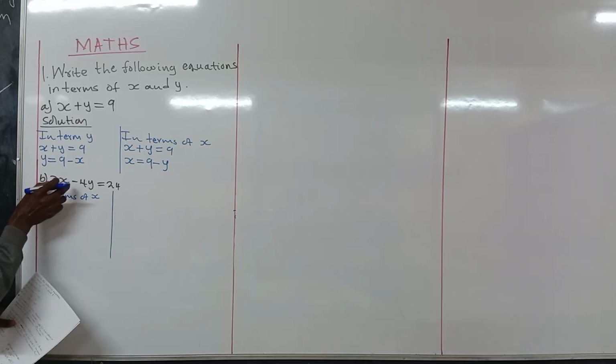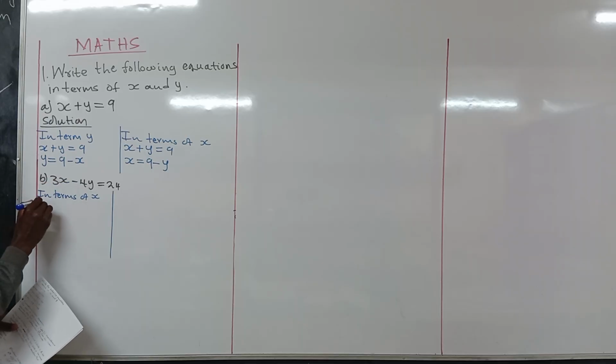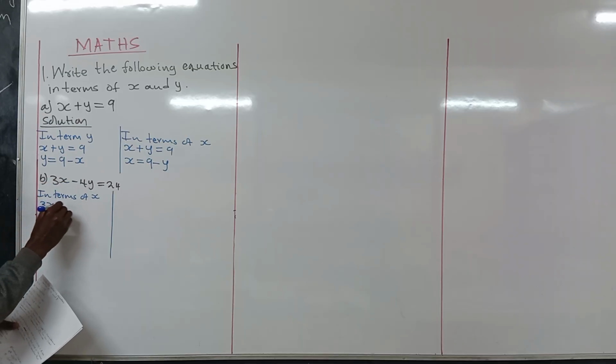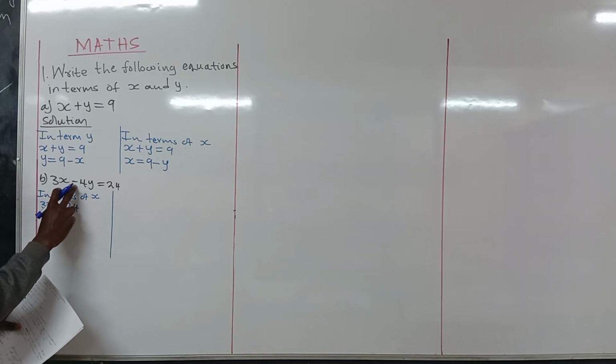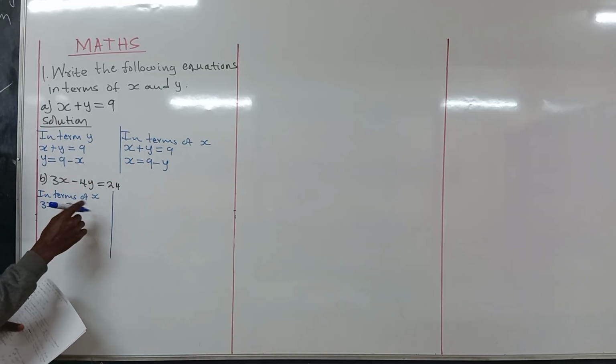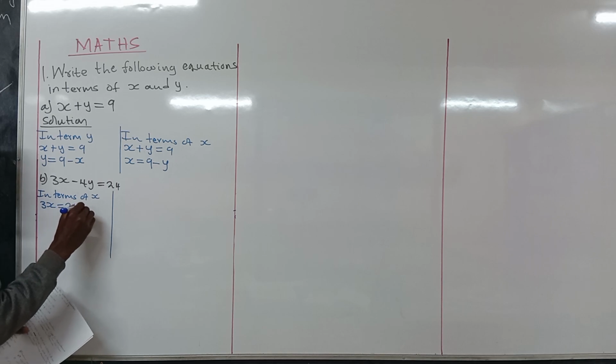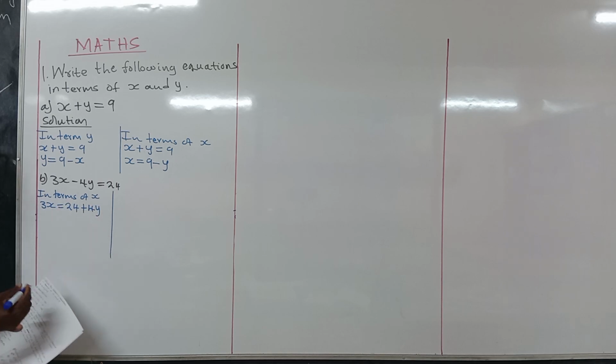So x is going to remain here. So 3 and x are going to remain. 3x is equal to 24. The sign before 4y is negative. So if we take it to the other side, it changes from negative to positive. So it is plus 4y.